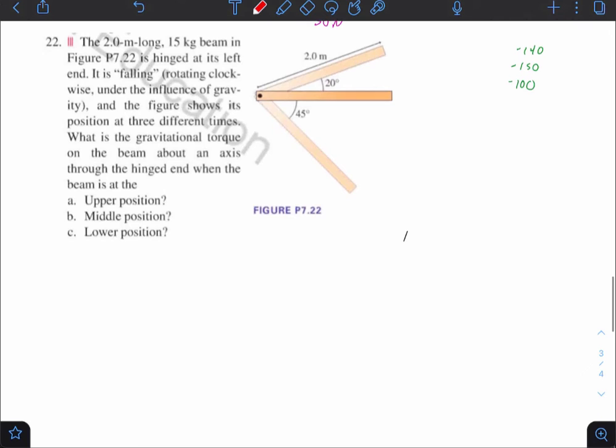Question 22. Oh, this is the last one. That was fast. We have a 2-meter long, 15 kilogram steel beam in the figure. It's hinged at its left end. It is falling, rotating clockwise under the influence of gravity. Gravity's pulling it down. And it shows its positions at 3 different times. What is the gravitational torque on the beam about an axis through the hinged end when the beam is at position A, B, and C?